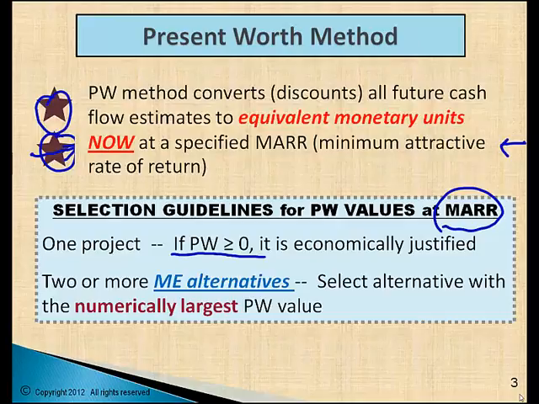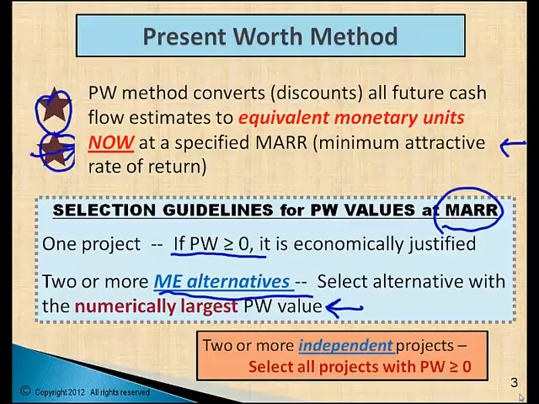For two or more mutually exclusive alternatives, as mentioned here, the numerically largest present worth value is selected. Note that this is not simply the largest value where the absolute value has been taken. The sign of the present worth value is very important. More on this in the next slide.